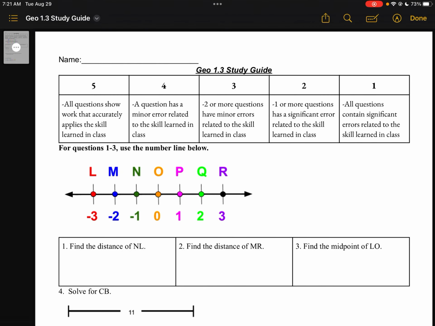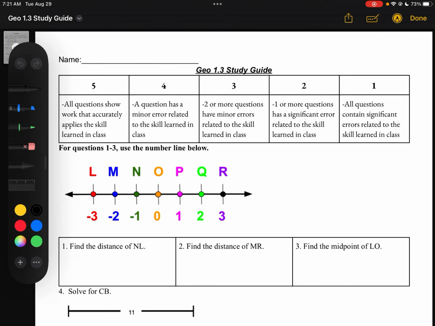Everyone, so in today's study guide, we're going to be going over the distance of line segments. So the first thing that we want to do whenever we're given a segment question is just identify the 2 points on the segment. So if we have NL, that's N and that's L.